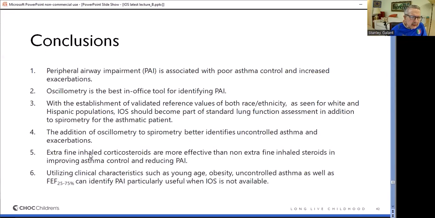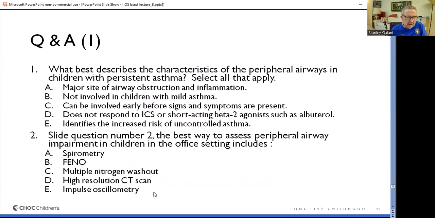I didn't touch on that, but I think that there are compelling data to show that extra fine or very small particle inhaled corticosteroids, such as Qvar and Alvesco, are more effective than non-extra fine inhaled steroids, such as Flovent, for example, in improving asthma control and in reducing peripheral airway impairment. And then finally, utilizing clinical characteristics such as young age, obesity, uncontrolled asthma, as well as FEF 25-75, can identify peripheral airway impairment, which is particularly useful when oscillometry is not available.